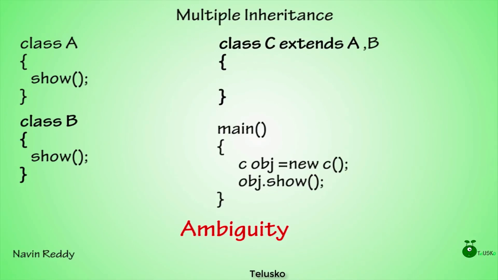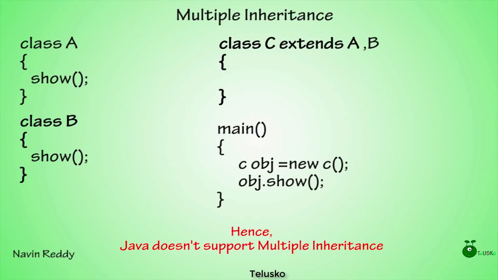And to solve this problem, Java says, okay, let's remove the concept of multiple inheritance. Java doesn't support multiple inheritance directly. It does, but we'll see later how it supports it indirectly. But using classes, you cannot achieve multiple inheritance. Simple, right? So that's it about this video. We have talked about multiple inheritance. Let's talk about something else now.